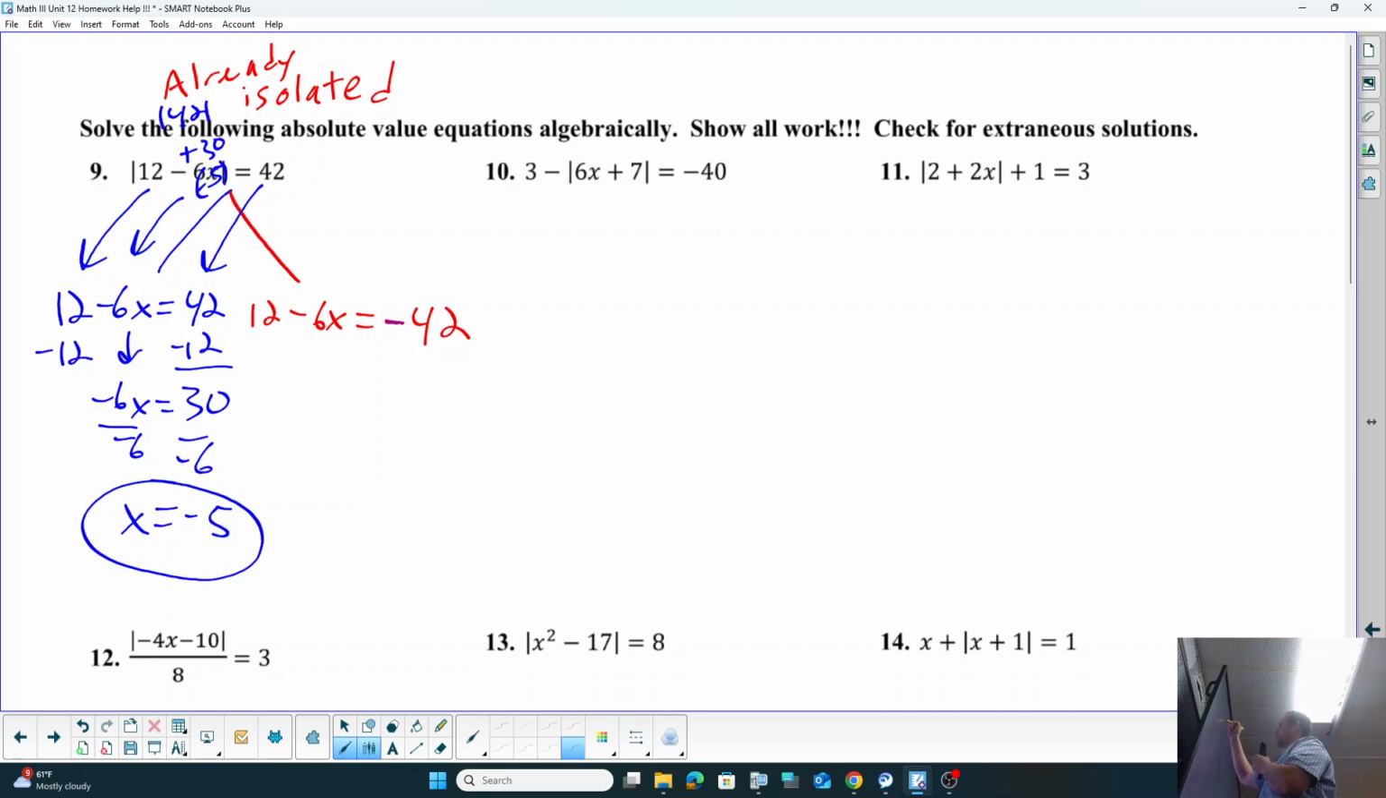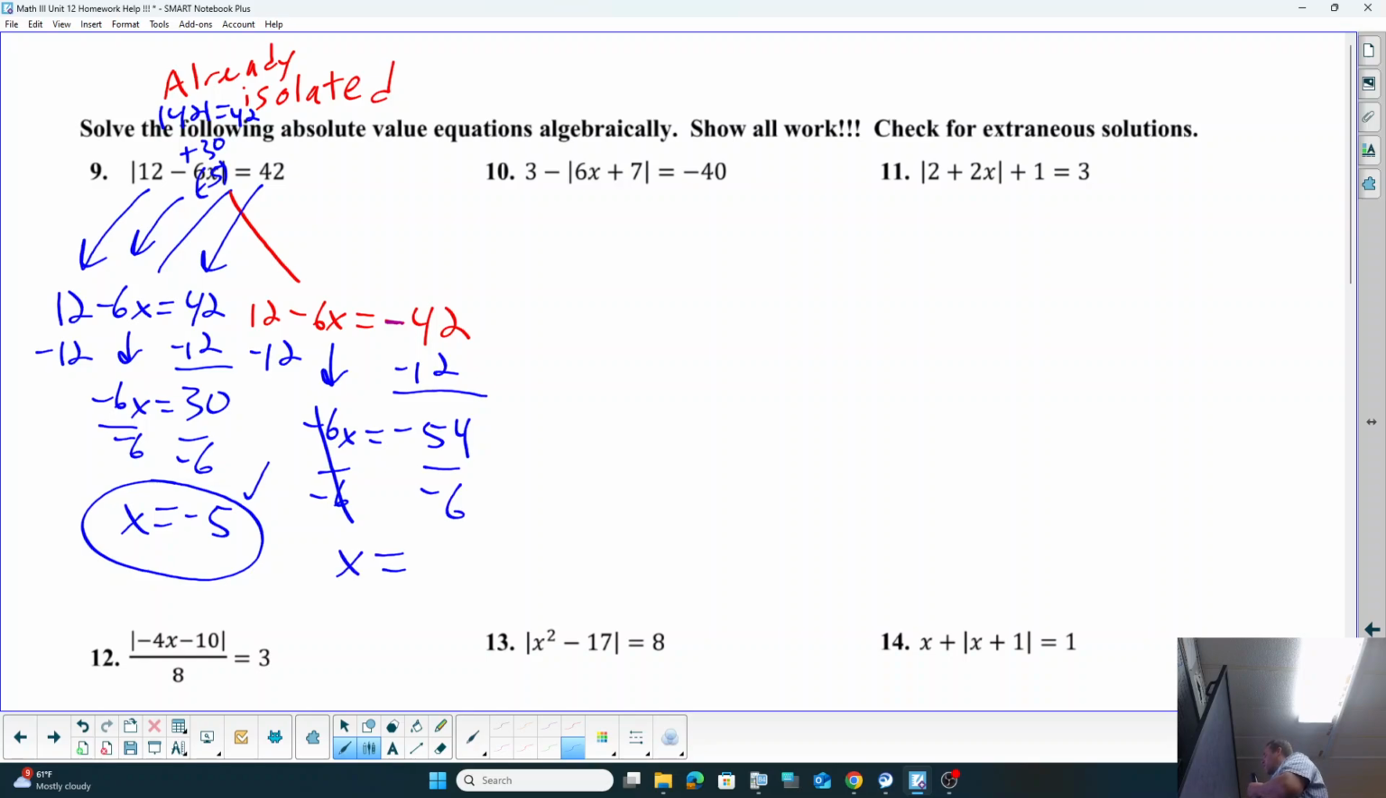Absolute value 42 is 42. So that works for sure. And then we're going to go ahead and minus 12 to this side. And this time we're actually going to get a negative 54. And then we bring down our negative 6x. We divide by negative 6. And we get x equals 54 divided by 6 is 9.